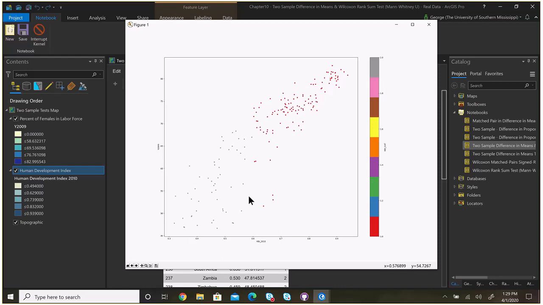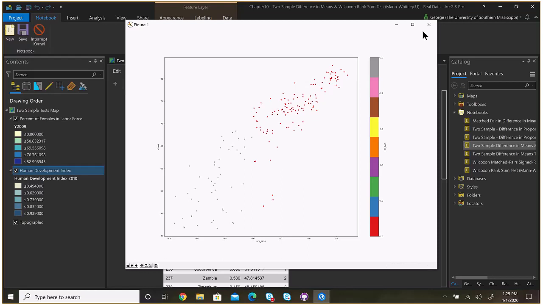However, there are some countries, see these guys down here, that have similar values in terms of their percentage of females in the labor force as do other countries in the lower Human Development Index. So in other words, they're more developed, but they just as often have a lower percentage of females in the labor force. Okay, there's not a clear distinction. So that's how it looks on a scatter plot.